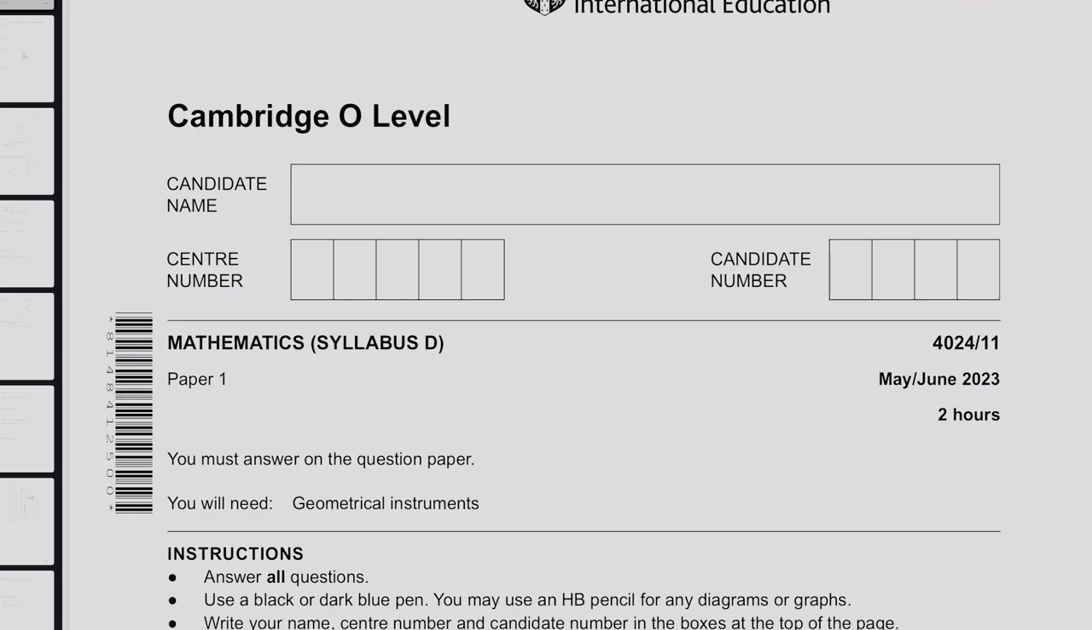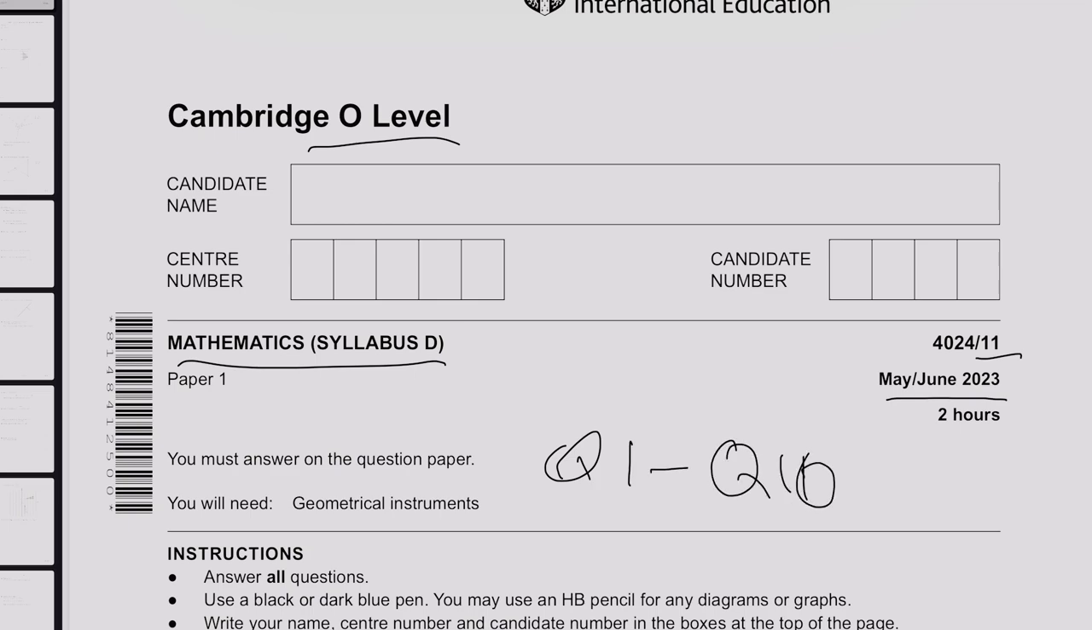Today I'm solving the Mathematics Labels Day paper of O Levels. It's May June 2023, variant 11. In this video, I'll just be solving from question 1 to question 10 only.